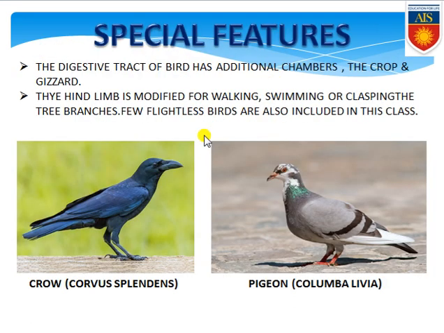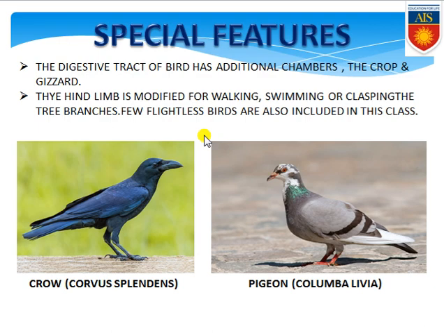Coming to the special features, the first one: the digestive tract of the bird has additional chambers, as an example, the crop and gizzard. These crop and gizzard structures are commonly found in insects like cockroach, but this specific structure is present in this well developed organism also, that is, in birds.